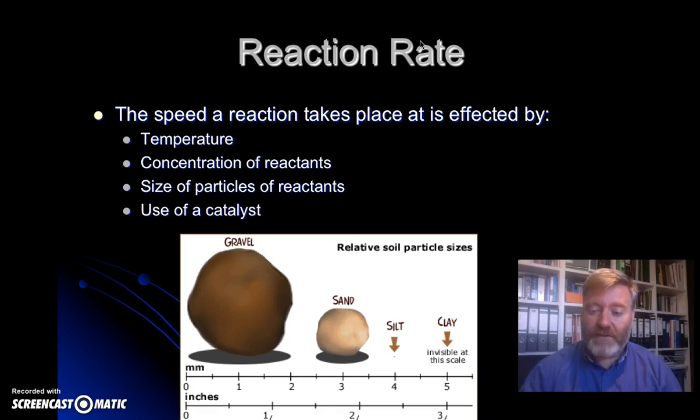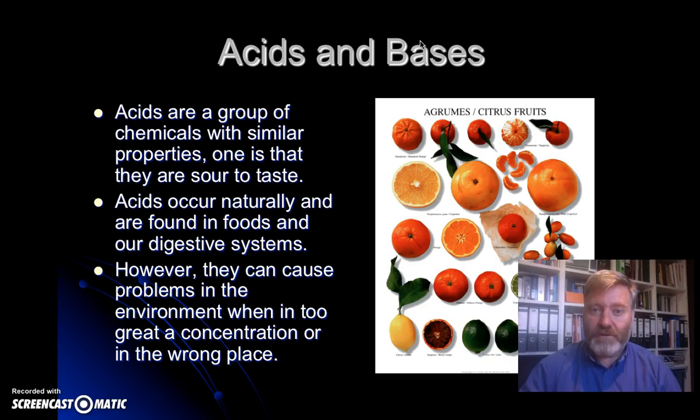We won't look at catalysts this year, but we can use a chemical called a catalyst, which also helps get things going faster. We're also going to quickly look at acids and bases. So acids are a group of chemicals, and most things can be measured on this pH scale and are either acid or base.